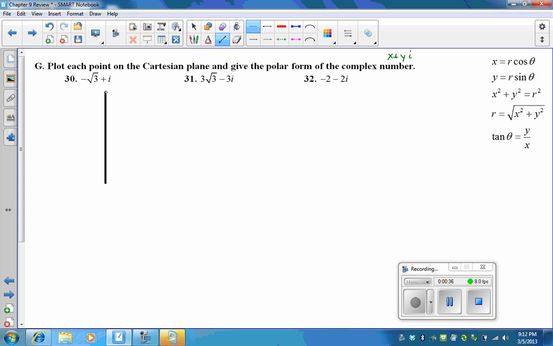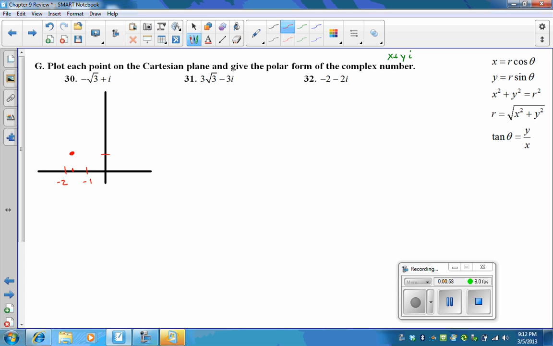Looking at this, it's not negative 3, but negative root 3 plus i. So that is negative square root of 3. If you check the calculator, you'll get about 1.7. So here's negative 1, here's negative 2. Negative root 3 is going to be about here. And then my y coordinate will be 1, because it's negative root 3 plus 1i. So there's my point.